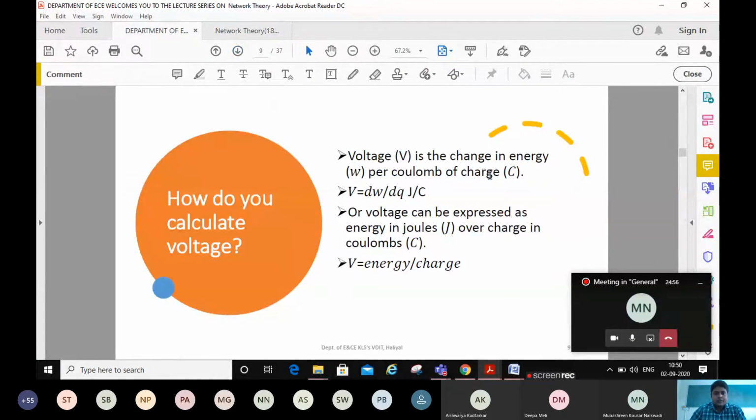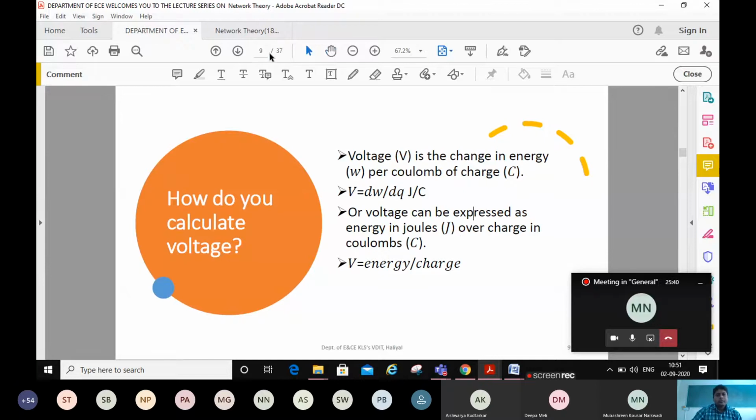Next question is how to calculate the voltage. Which things do you need to know? You need to know at least the charge value and also the energy, as per the previous discussion. If you know these, then voltage is the rate of change of energy per rate of change of charge, or differential energy divided by differential charge. That is given by joules per coulomb. Or voltage can also be expressed as energy in joules over charge, simply joules per coulomb.